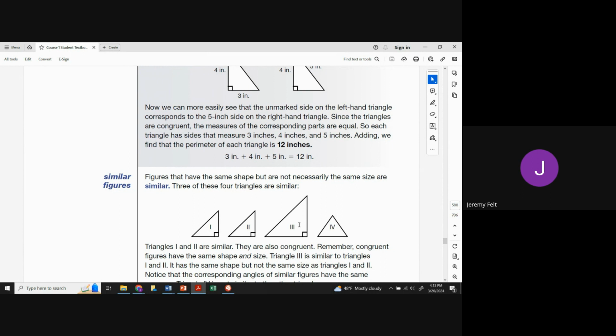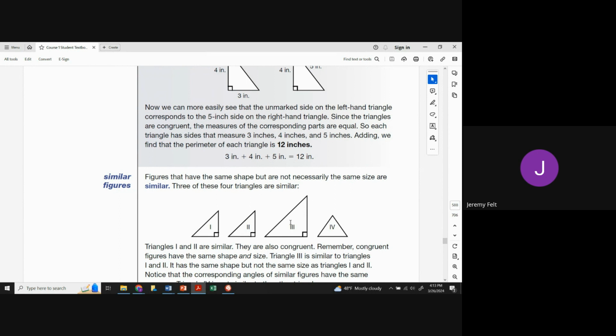1 and 3 look like they're similar, and 2 and 3 also, because 1 and 2 are congruent, so we could say about 1 or 2. 1 and 3 look like they're similar because they have a right angle. It looks like this side and this side are the same length, just like this side and this side, which would mean these angle measurements are the same. It looks like a 45, 45, 90 triangle here and here.